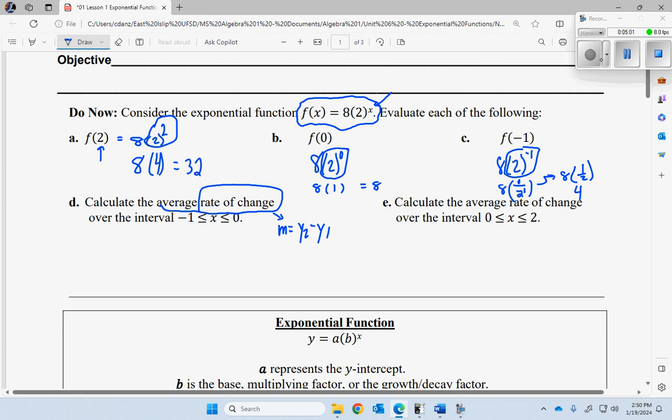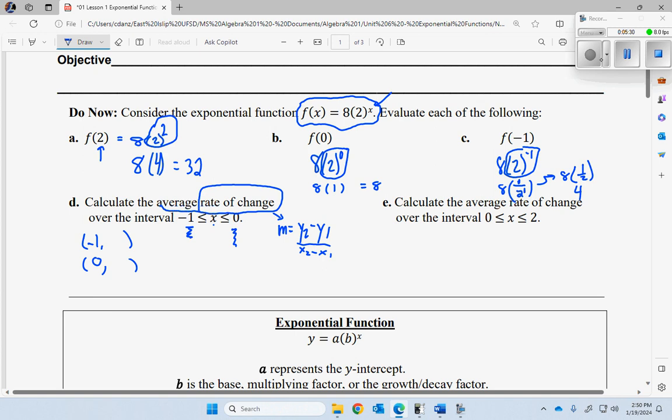minus y1 over x2 minus x1. And if this is the formula we're using, we need 2 points. And where do we get those points from? Well, it comes from this given information here about the x's. They're telling me to use a point whose x value is -1, and a point whose x value is 0. We just need to figure out what those y values are.